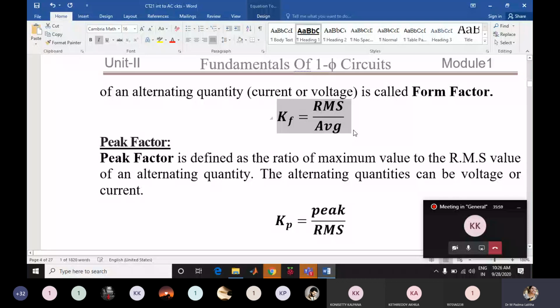Next, the last definition, that is the peak factor. The peak factor is defined as the ratio of the peak value, that means the maximum value, to the RMS value. So Kp is equal to peak value by RMS value. So these are the definitions.